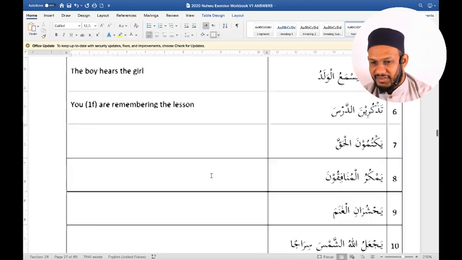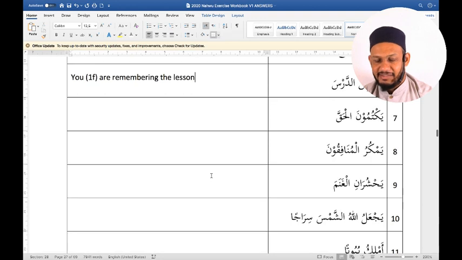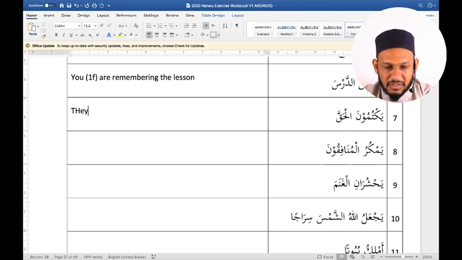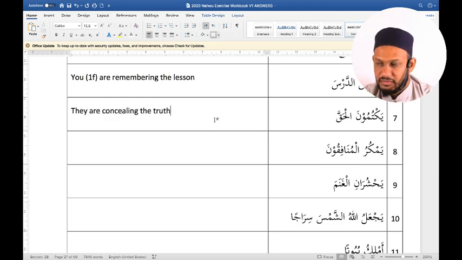All good so far? Next one. يكتمون الحق. كتم يكتم means to conceal, to cover up. So يكتم means he is concealing. يكتمون means they are concealing. So again the fa'il is going to be the una at the end here, which means that they are concealing the truth.